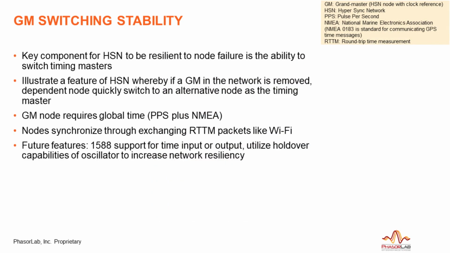HSN can maintain synchronization through the mesh of RTTM exchanges even when some nodes are disabled. Our next hardware revision will include support for the Precision Time Protocol over Ethernet as an alternative global time source to PPS plus NMEA. We are also working to improve network sync resiliency through the holdover capabilities of the high-quality oscillators in our hardware, so that nodes run in holdover mode and maintain communication for a time, even in the absence of any GM nodes.